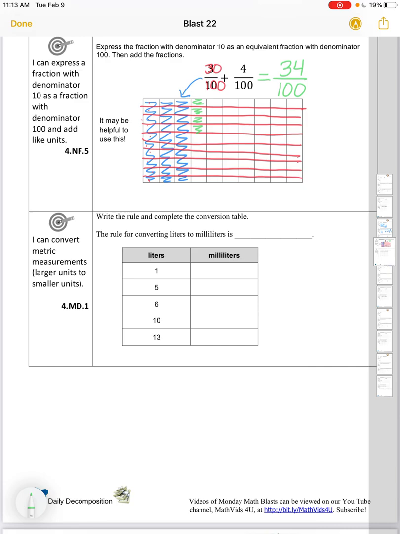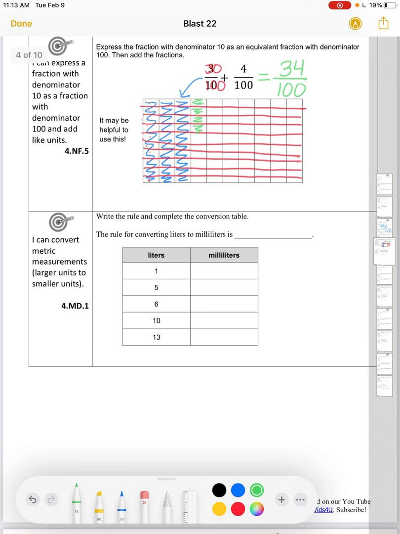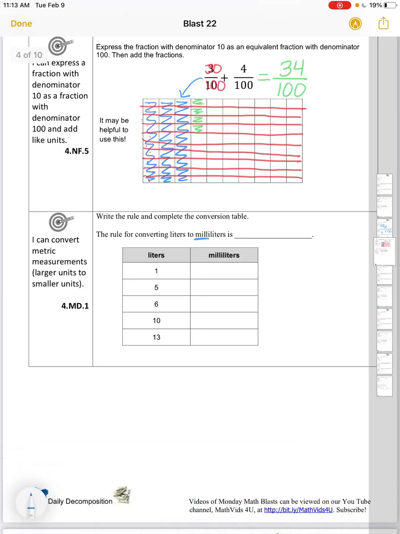I can convert metric measurements, larger units, to smaller units. Write the rule and complete the conversion table. The rule for converting liters to milliliters. Well, I know milli here is going to be 1,000. So liters to milliliters is multiply by 1,000. And I'm going to put that in the top of my table. Liters times 1,000 equals milliliters. And now I can use that rule to fill in the rest of the table.